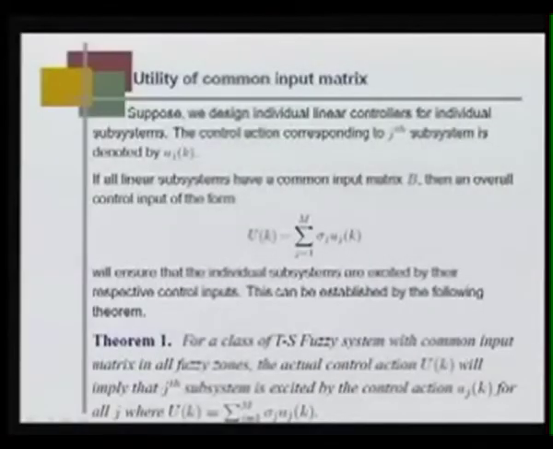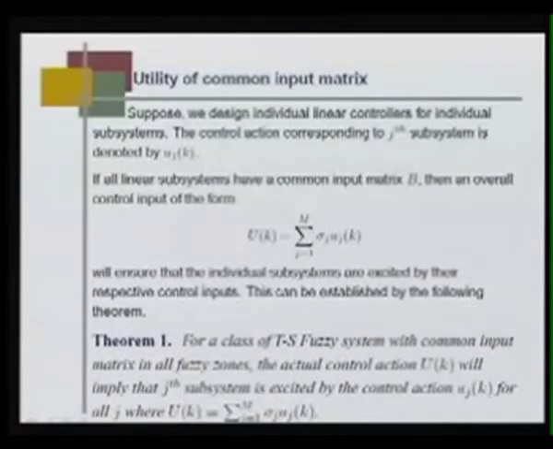So, utility of common input matrix. What is the advantage of common input matrix? Of course, when the B's are the same, there must be some advantage, because the system is now simpler. Suppose we design an individual linear controller for each individual subsystem, because now I have m linear subsystems. So, controlling the complete nonlinear system means controlling capital M subsystems. Now you have the freedom to design, because for any linear system we have adequate tools and methodologies for designing controllers. So, what we are doing here is that let us design a control action for each subsystem.